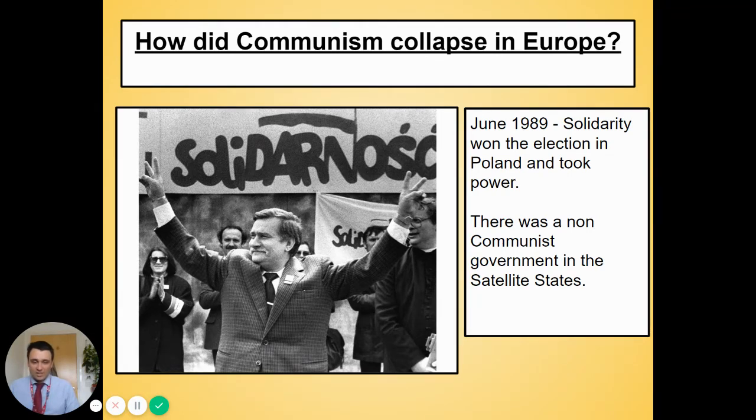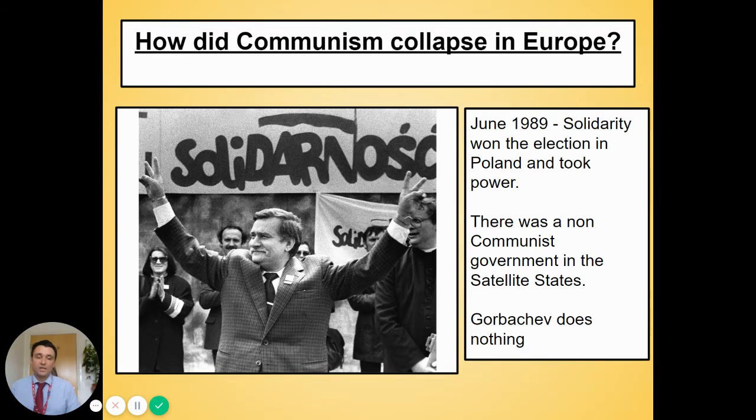Behind the Iron Curtain, there is a capitalist country. When will Gorbachev send the army in? Just like Brezhnev would have done. Just like Stalin would have done. But Gorbachev does nothing at all.